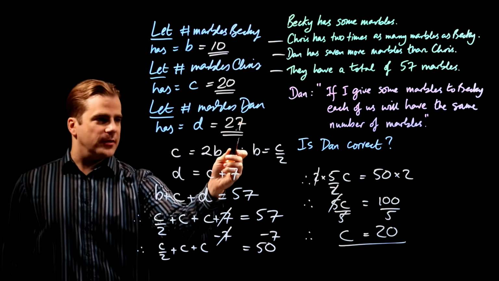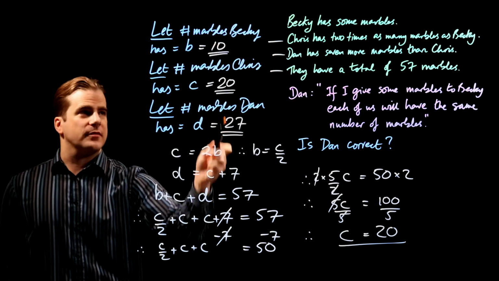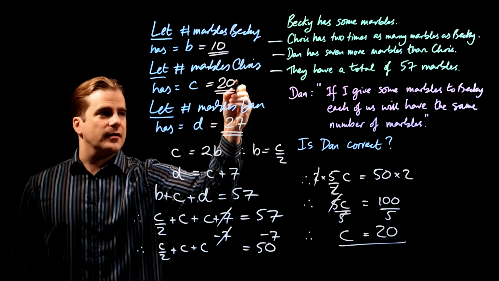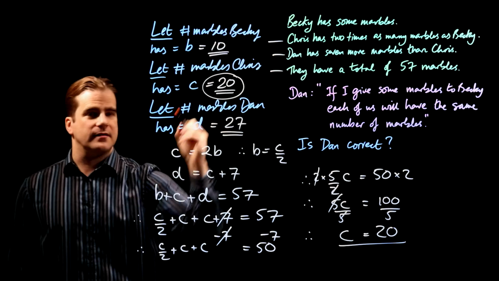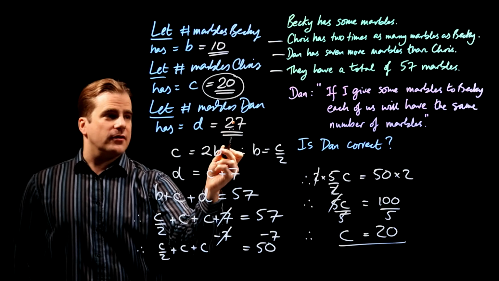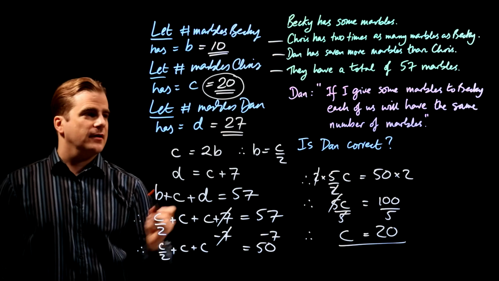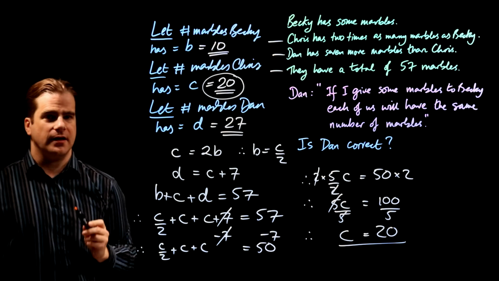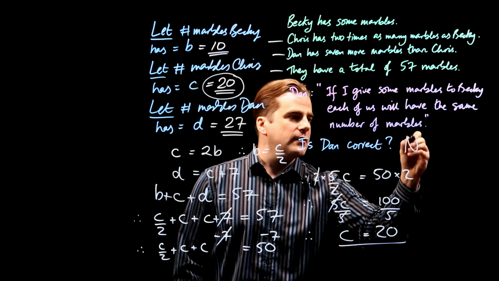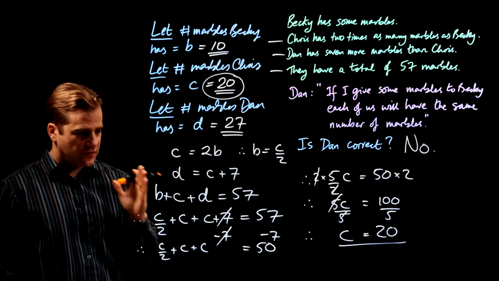Okay, is it possible for Dan, who has 27 marbles, to give some to Becky so they all end up with the same number? Well, he's not giving any to Chris, so the only way for them to end up with the same number is for all of them to end up with 20, because Chris's number isn't changing. The only way for Dan to end up with 20 marbles is for him to give 7 to Becky. They both have 20, but she would only have 17. It's impossible. So, is Dan correct? No. Dan should have kept his mouth shut and just stuck to playing marbles.